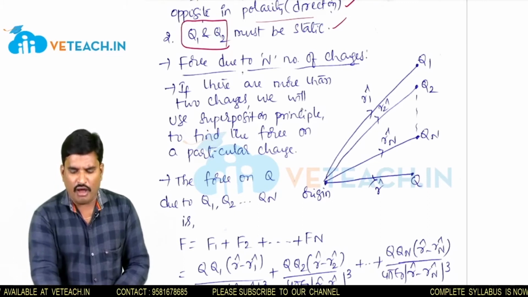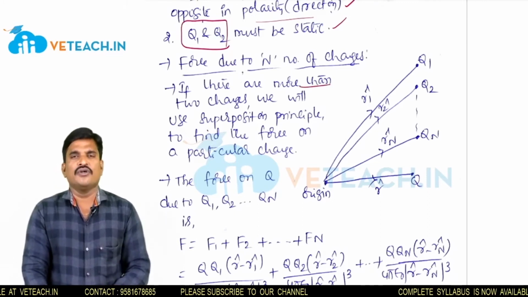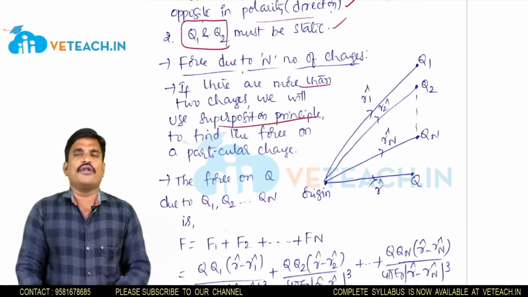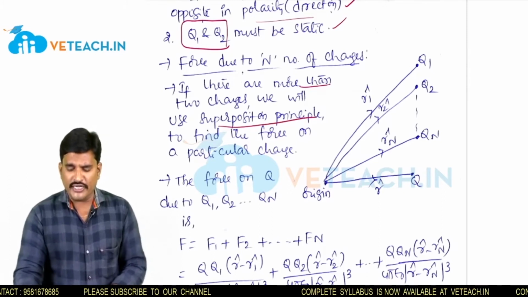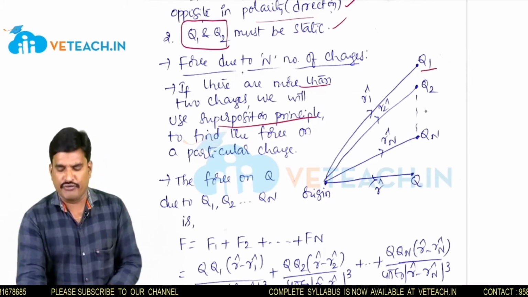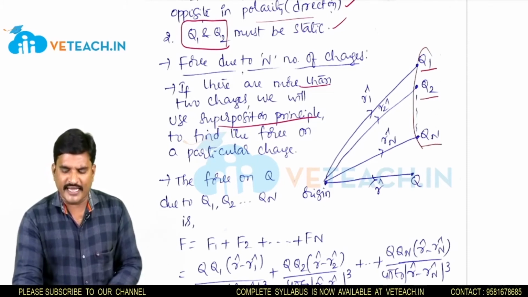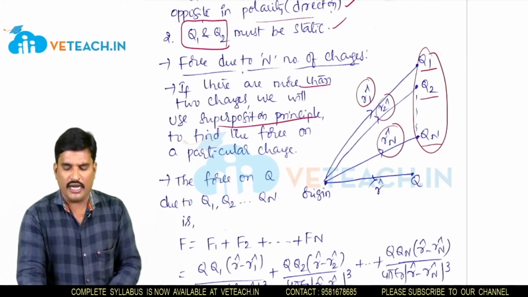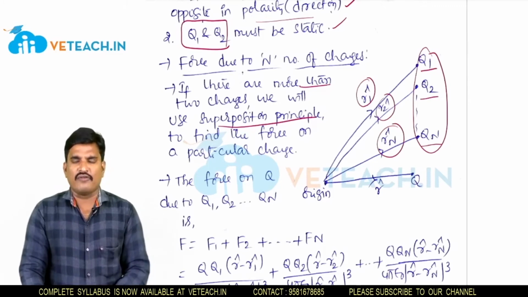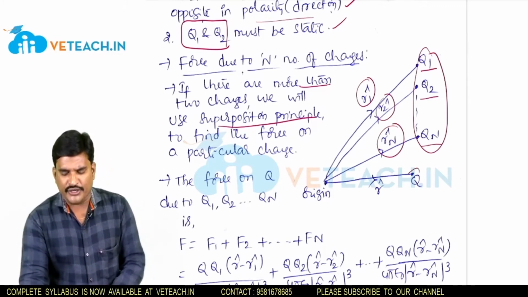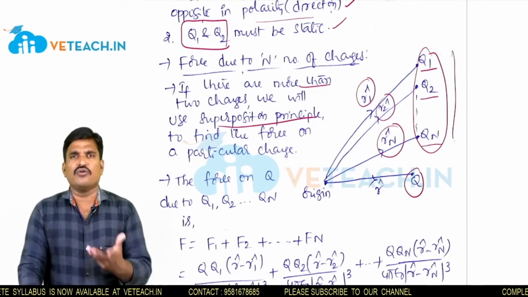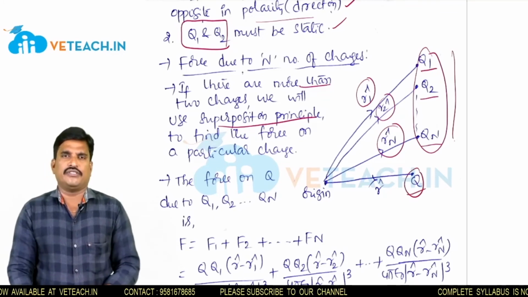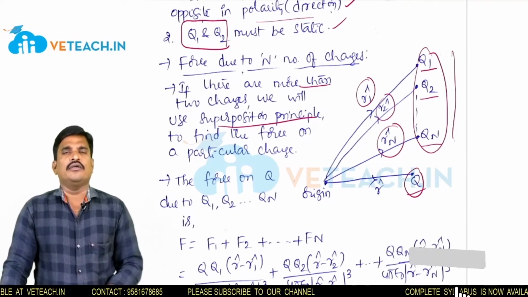If there are more than 2 charges, we will use the superposition principle to find the force on a particular charge. Look at the diagram I have. Let us take n charges, Q1, Q2 and so on up to Qn. These are the n number of charges, with position vectors R1, R2 and Rn. My goal is to find the force on Q due to all n number of charges, so I want to apply the superposition principle.